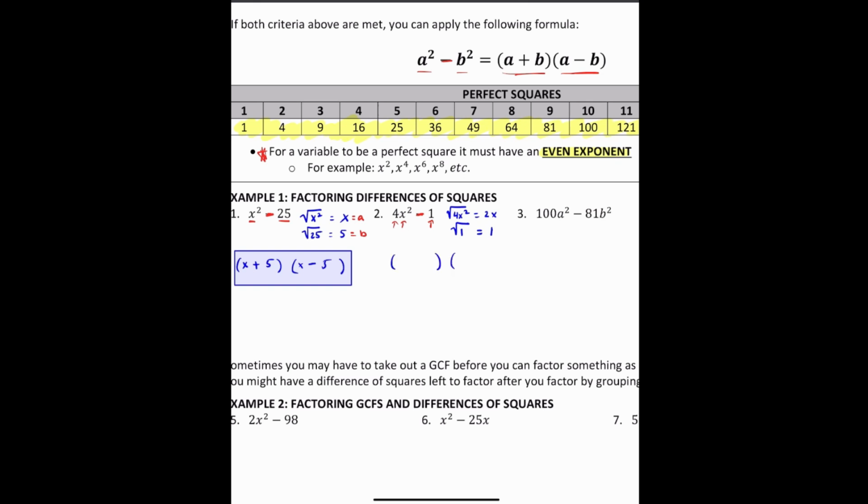So this is our a, and this is our b. Therefore, we have 2x plus 1 times the quantity of 2x minus 1.